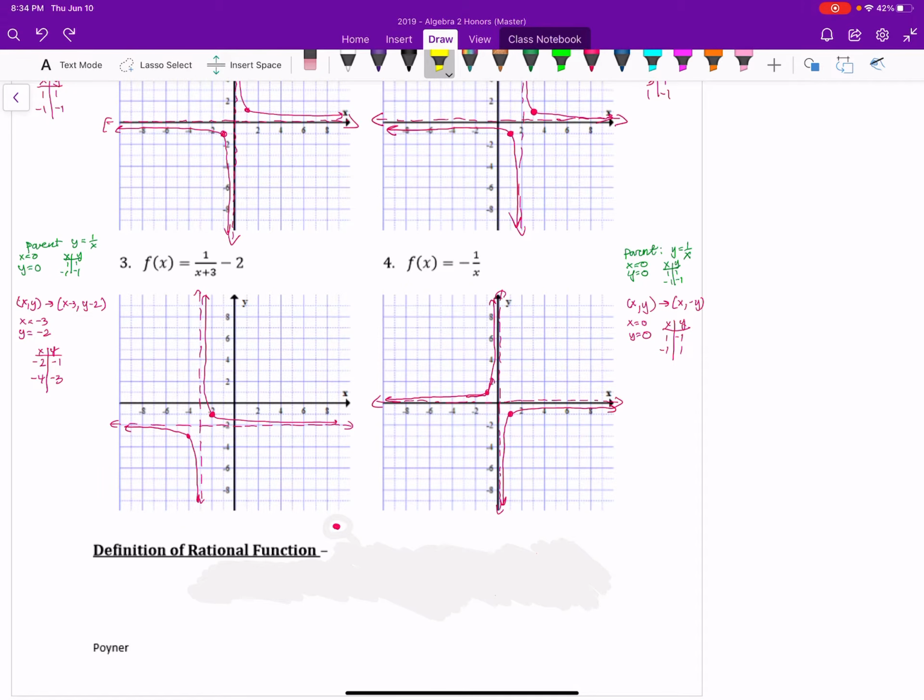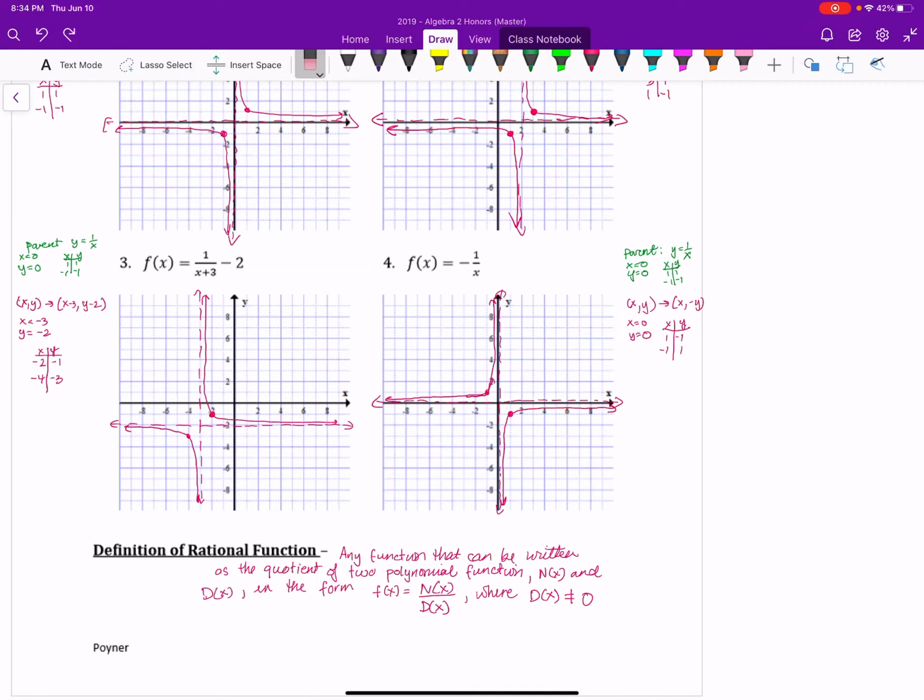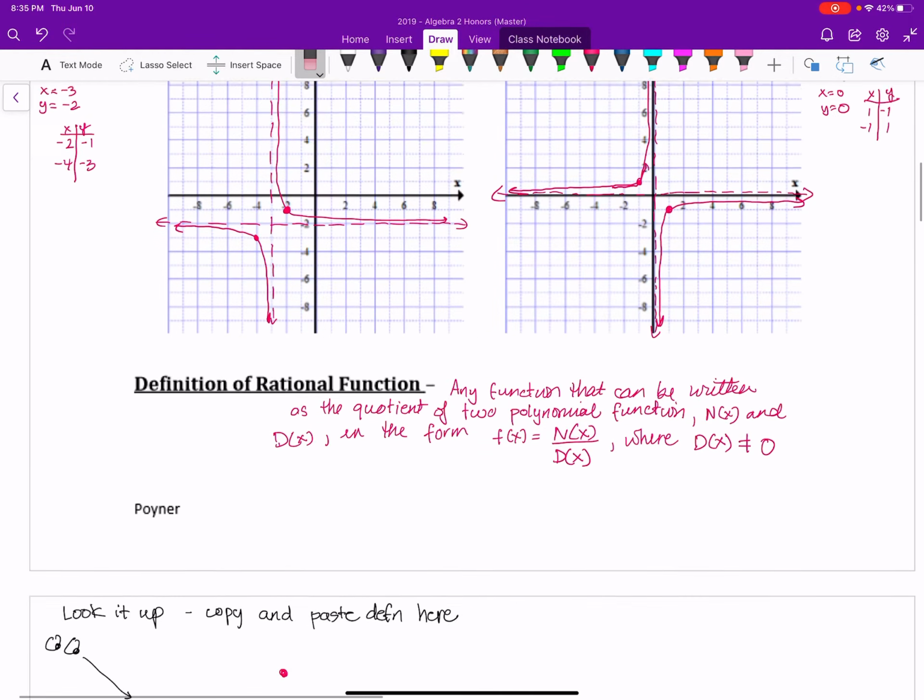We need to define the rational function. I pre-filled this, so I'm just going to erase here. A definition of a rational function is any function that can be written as the quotient of two polynomial functions, n of x and d of x. I used n for numerator and d for denominator, in the form f of x is equal to n of x over d of x, where d of x cannot equal 0. So you don't have a 0 in the denominator.